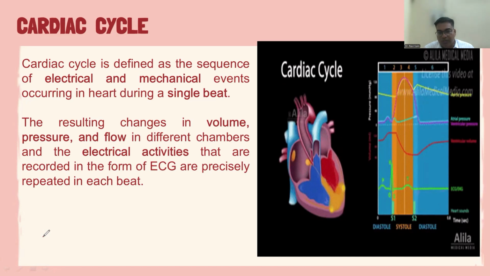So these events occur in a cyclical manner in every beat, which is called cardiac cycle. The resulting changes could be in volume, pressure, and flow in different chambers, as we all know, the atria and ventricles. And the electrical activities that are recorded in the form of ECG are precisely repeated in each beat.